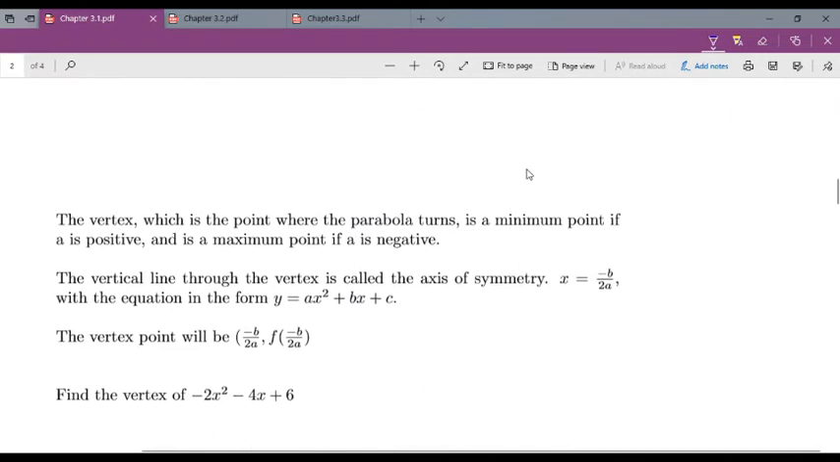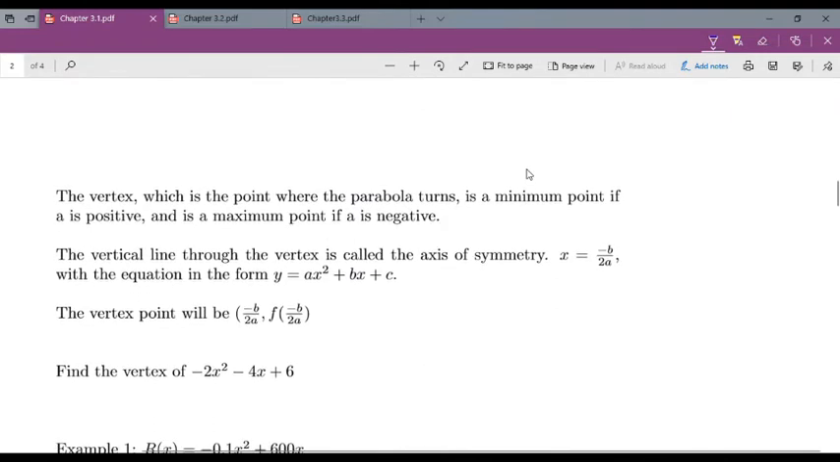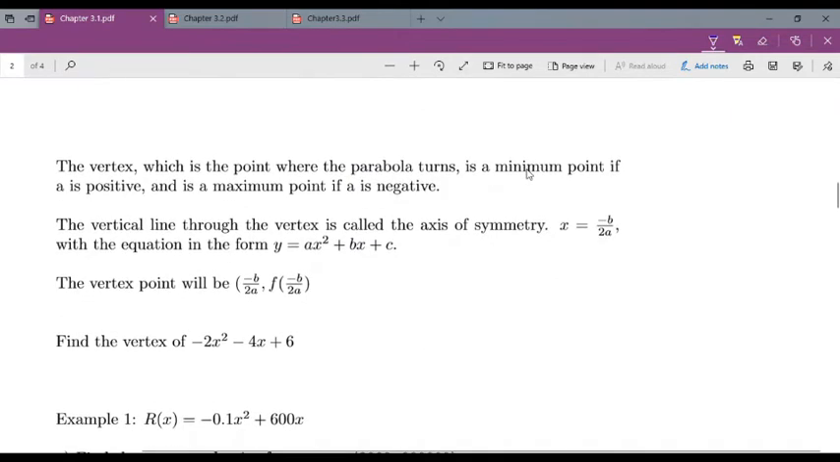Okay, the vertex, which is the point where the parabola turns, is a minimum point if a is positive, a maximum point if a is negative. The a they're talking about is that number in front of your x squared here. So if that a is positive, you're going to have a minimum point. If the a is negative, you're going to have a maximum point. The vertical line through the vertex is called your axis of symmetry. So you've got the axis of symmetry.